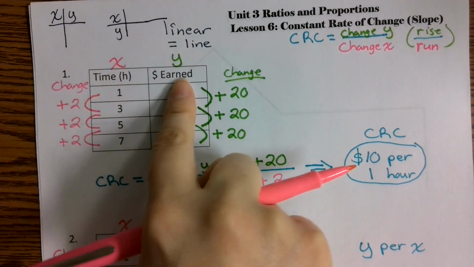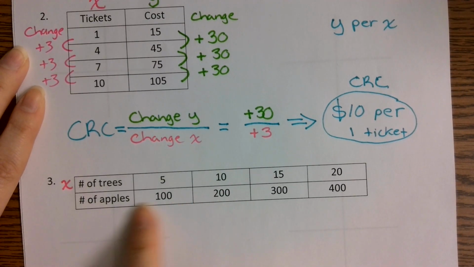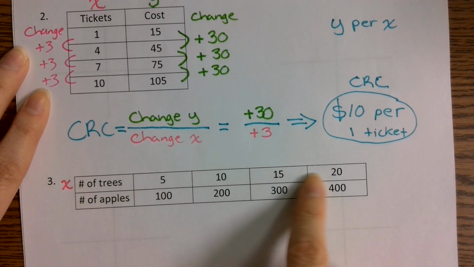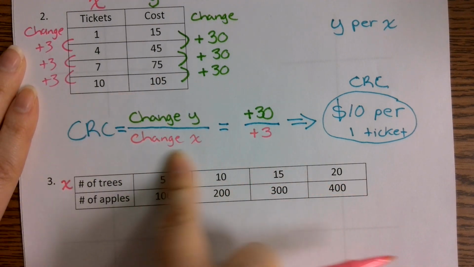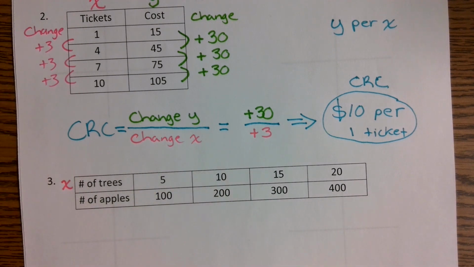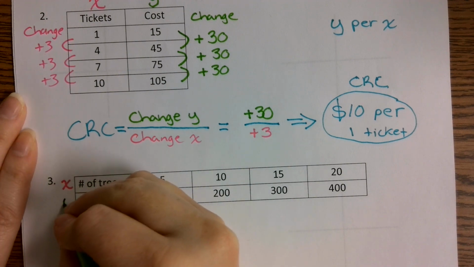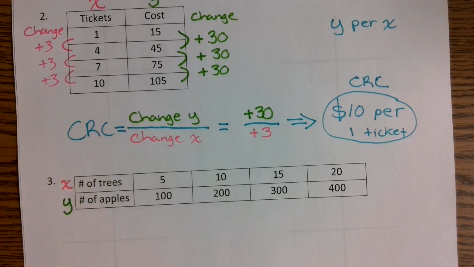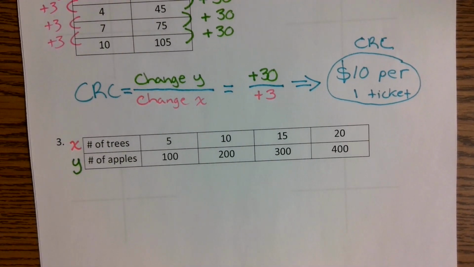But be careful, because a common mistake that people make with these horizontal tables is they put that change of X on top and the change of Y on the bottom. But remember, it's change of Y over change of X. So don't get confused by those horizontal tables. Number of trees is your X. Number of apples is your Y value. Go ahead and identify the CRC. Don't forget to simplify it as well.